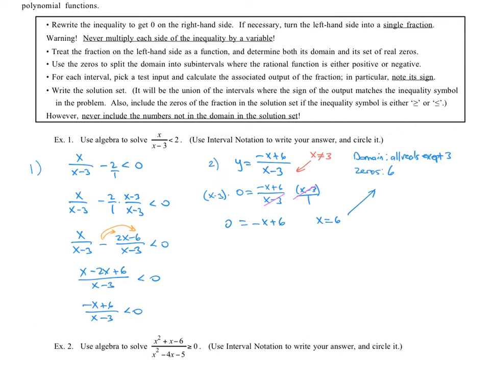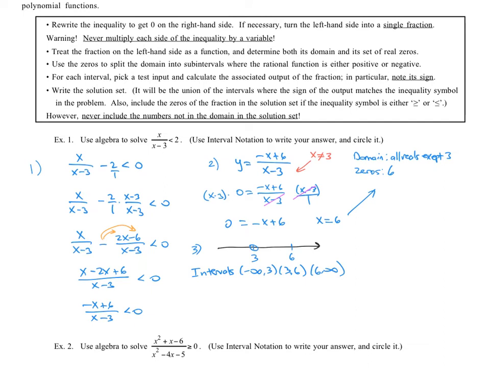Now for step 3. Use the zeros to split the domain into subintervals where the rational function is either positive or negative. This is the same as step 3 of solving polynomial inequalities, except that now we're splitting the domain up into subintervals instead of all real numbers up into subintervals. So as before, I'll draw a number line. I'm going to show here that 3 is not in the domain. I'm going to put my 0, 6 on the number line. And then I've got 3 intervals. I'll write these down. This is the beginning of my interval chart.